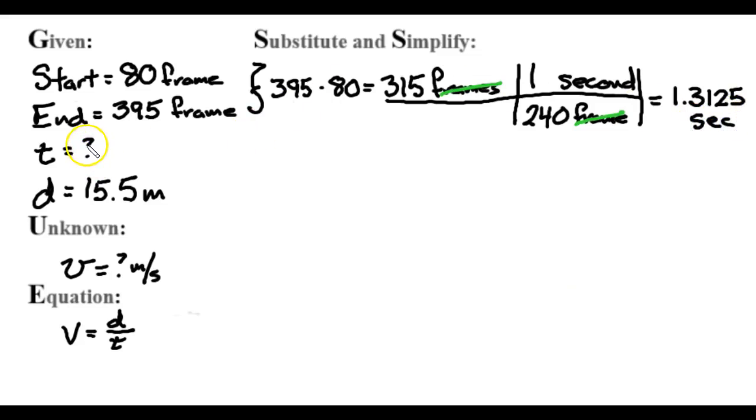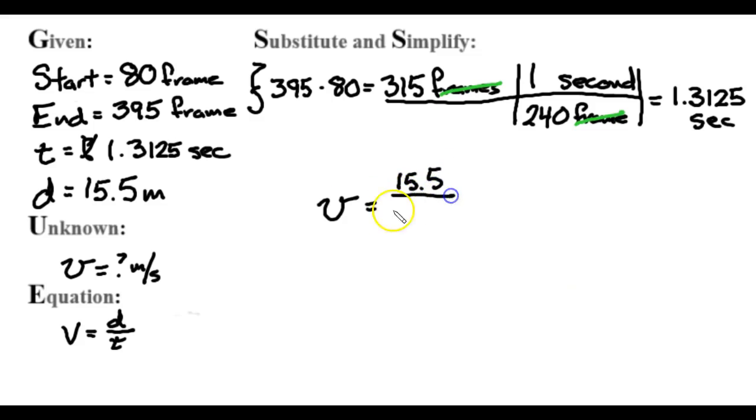And now I can put that in my givens. Now that I know this, the film also told me that the train was 15.5 meters long. I'm looking for the velocity, and velocity equals distance divided by time. So I don't know what velocity is, but I do know that distance is 15.5 divided by, and it took 1.3125 seconds for it to pass that one particular point.